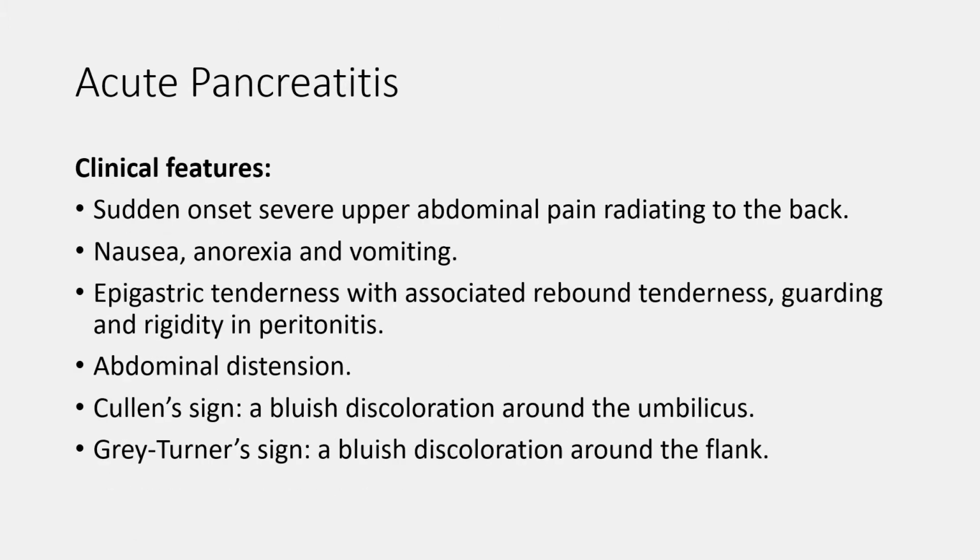The clinical features of acute pancreatitis include sudden onset severe upper abdominal pain radiating to the back, nausea, anorexia and vomiting, epigastric tenderness with associated rebound tenderness, guarding and rigidity in peritonitis, and abdominal distension. Cullen's sign means a bluish discoloration around the umbilicus. Grey Turner's sign means a bluish discoloration around the flank.